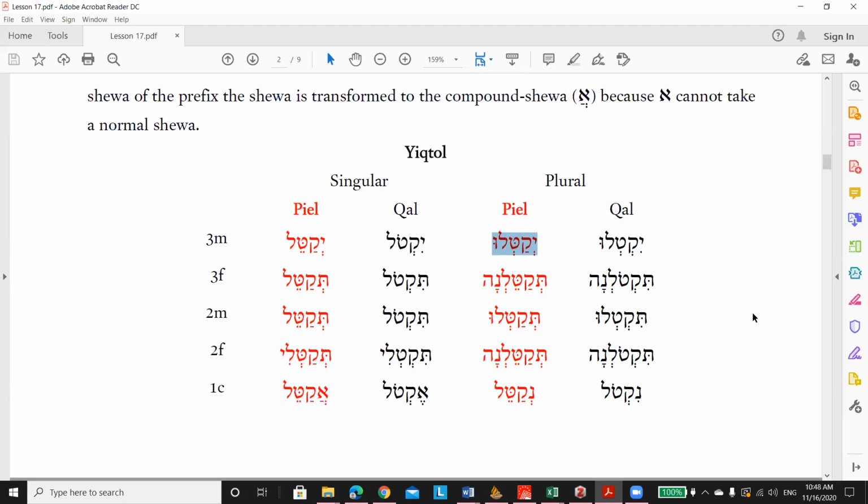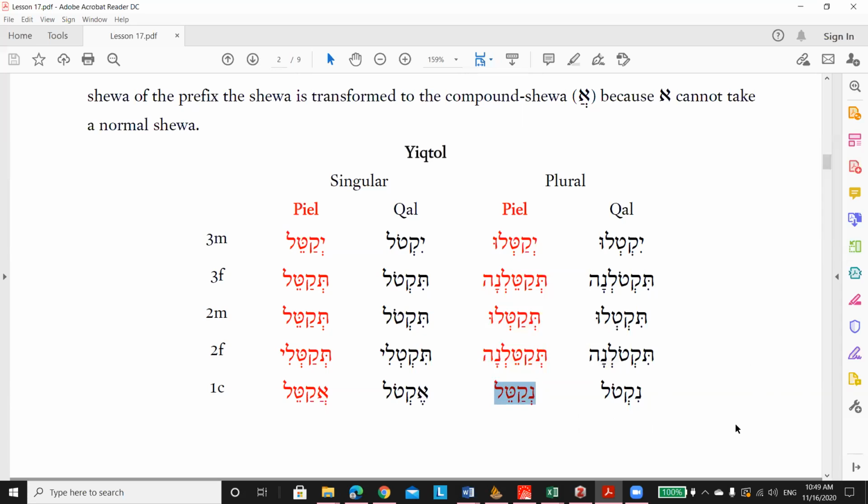Yekatelu, they will kill. Tekatelna, they will kill, feminine. Correct. Tekatelu is you will kill, masculine. Tekatelna is you will kill, feminine. Okay. Then nekatel is we will kill.